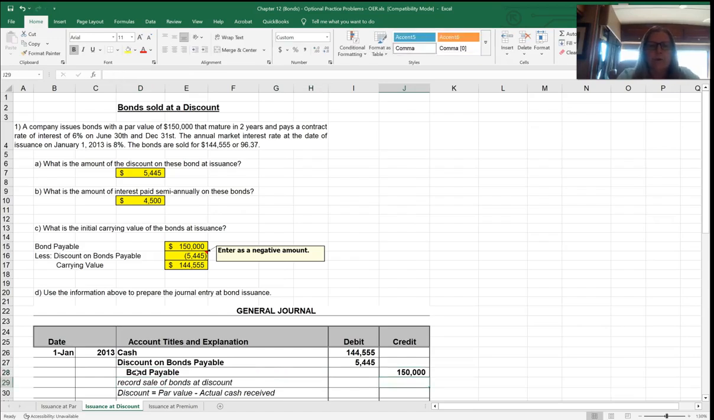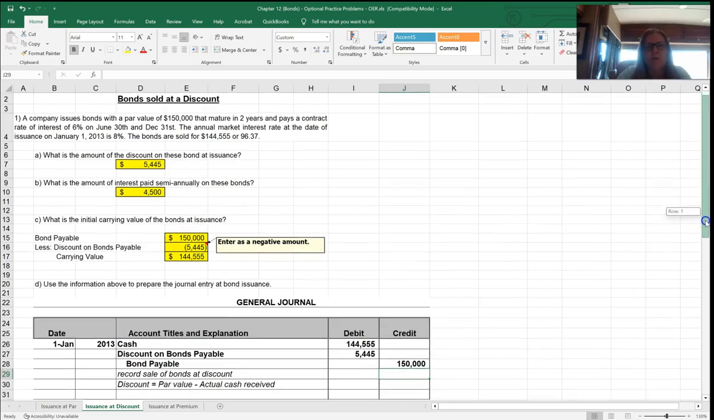You always record the bond payable at $150,000, the face value, because that is the amount that we're contractually obligated to pay. The bond is a legal document. It says how much we're going to pay you at the end. So even though they only gave us $144,555, we're going to give them $150,000 back, because remember, we had to sell these at a discount in order to entice them to buy.